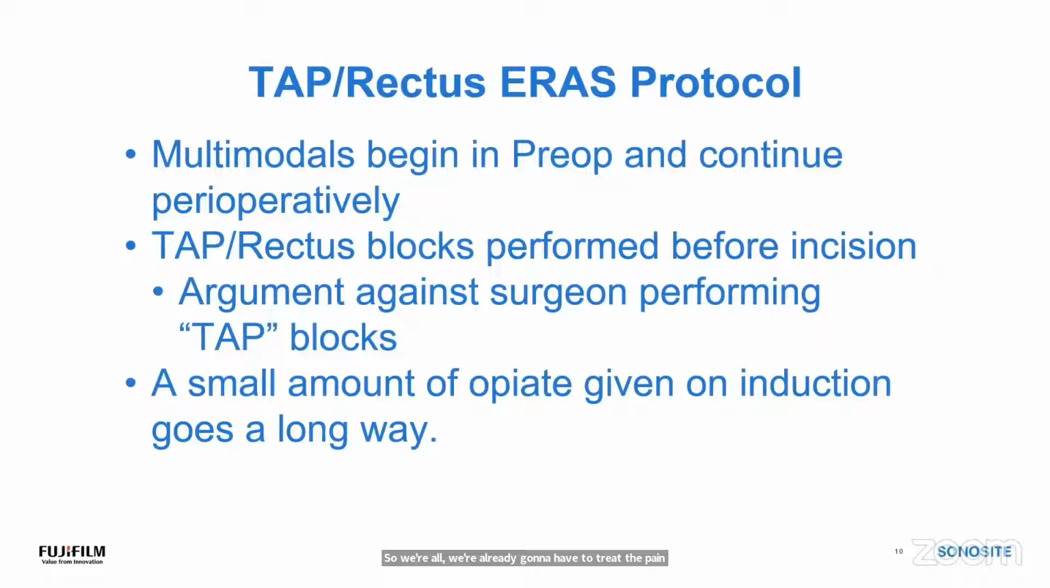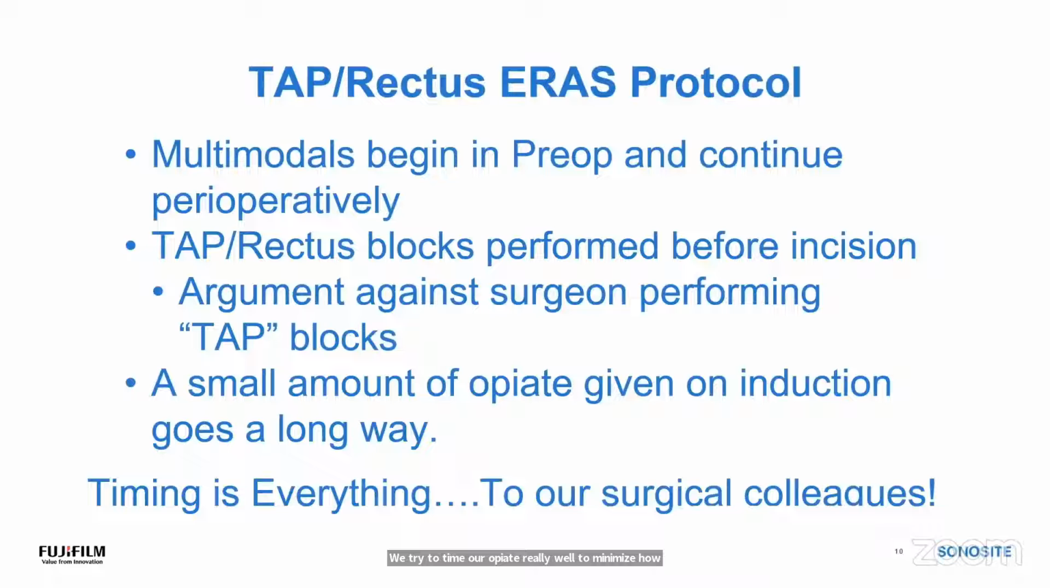So we like to get out ahead of it, put the TAP and rectus blocks in before incision. And again, they're not surgically analgesic. So a small amount of opiate given on induction goes a long way. And we try to time our opiate really well to minimize how much we need to give. Timing is everything, especially to our surgeons.